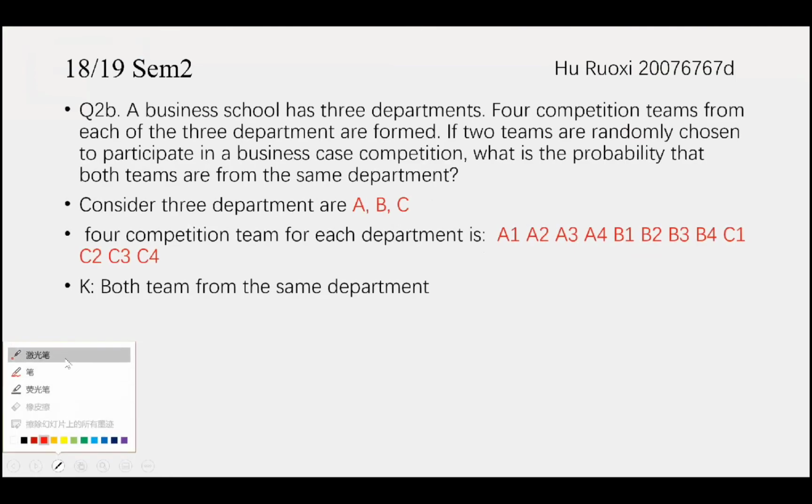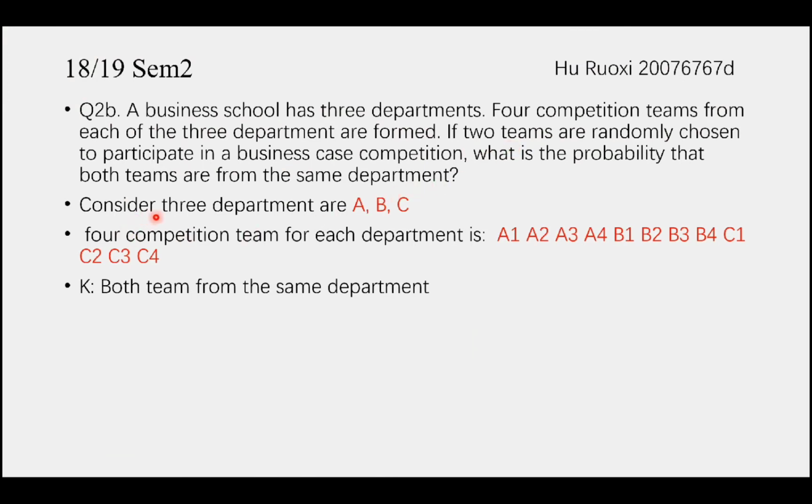I'm Hu Ruoxi, so I'm going to talk about Q2B and Q2C. So for the Q2B, we can know from the title that there is a business school with 3 departments, and there are 4 teams from each of the 3 departments, and we have to randomly choose 2 teams to participate in a business competition. So what is the probability that both teams are from the same department?